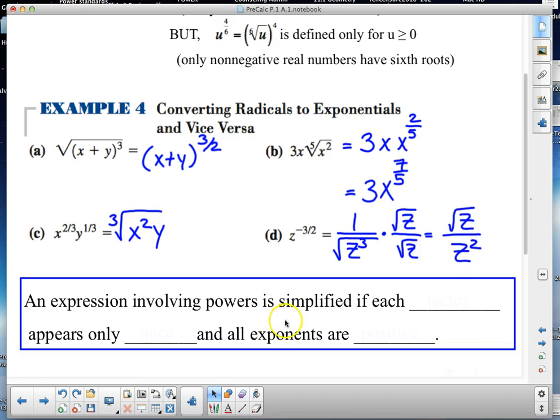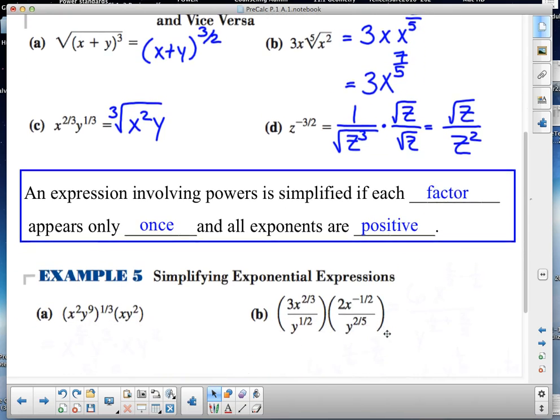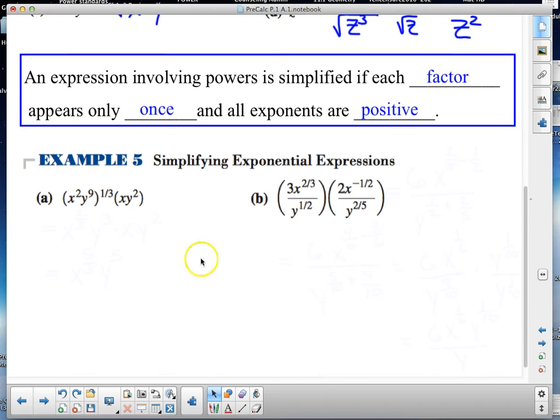An expression involving powers is simplified if each factor appears only once and all exponents are positive. So give example 5 a try on your own. Go ahead, turn off the tape, give it a try, and you'll be able to check your answer in a little bit.